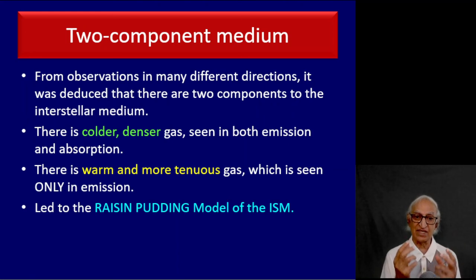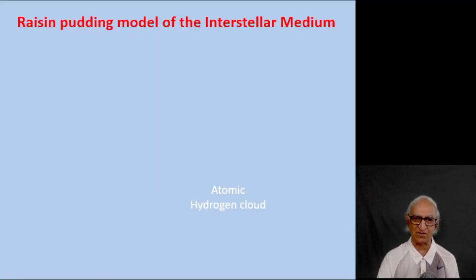We know that there is cold, dense gas because this gas is seen both in emission and in absorption. We also know there is warm, tenuous gas because you see gas only in emission, but you don't see it in absorption. So this led to the Raisin Pudding model of the interstellar medium. The Raisin Pudding model of the interstellar medium is just like the model of our atmosphere.